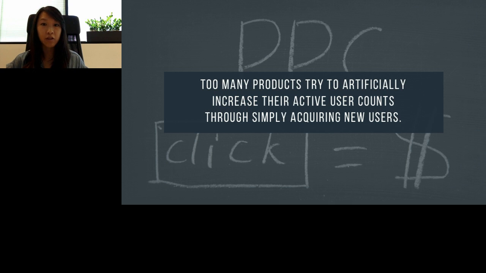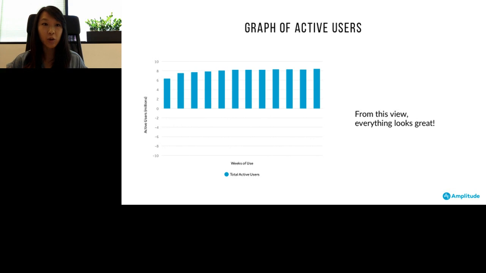So let's look at an example of how this plays out. Here we have a graph showing the total number of active users for a certain product over the course of 12 weeks. You can see that the product grew from having about 6 million active users to over 8 million active users by week 12. So things seem to be going pretty well.